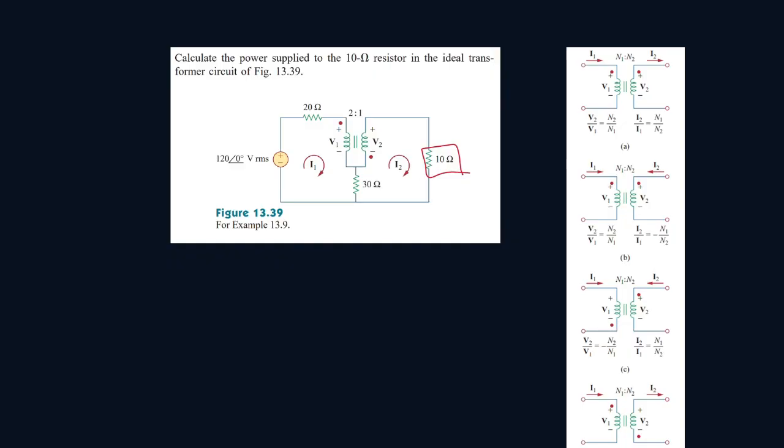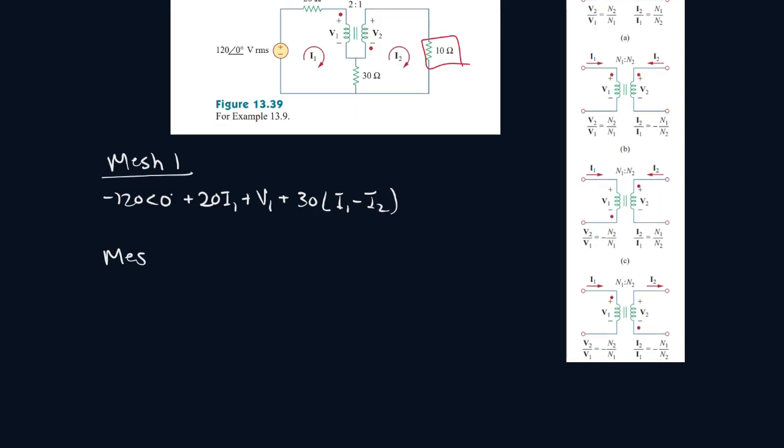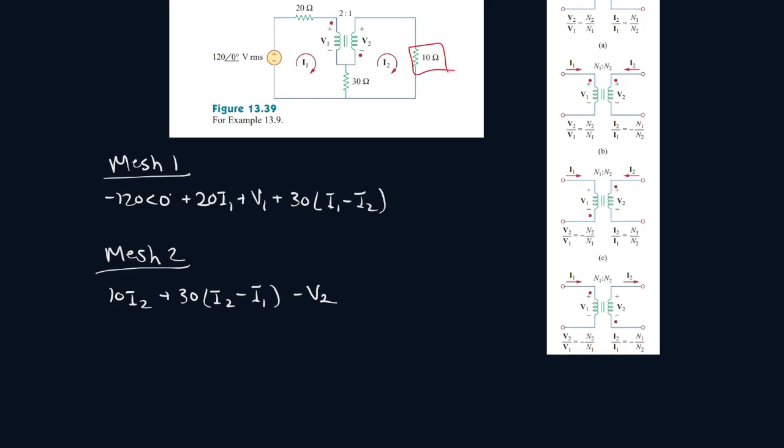So for mesh 1, we have minus 120 phasor 0 plus 20 I1 plus V1 plus 30 (I1 minus I2). And for mesh 2, it's 10 I2 plus 30 (I2 minus I1) minus V2. Okay, so right now we have two formulas and four unknowns.